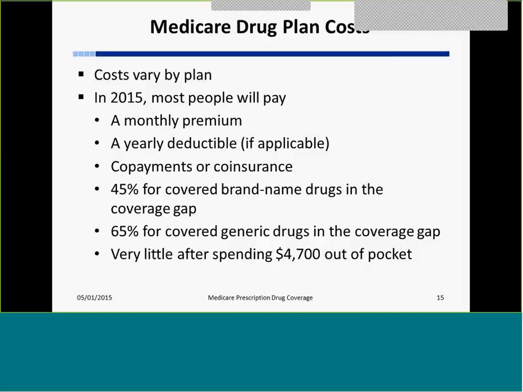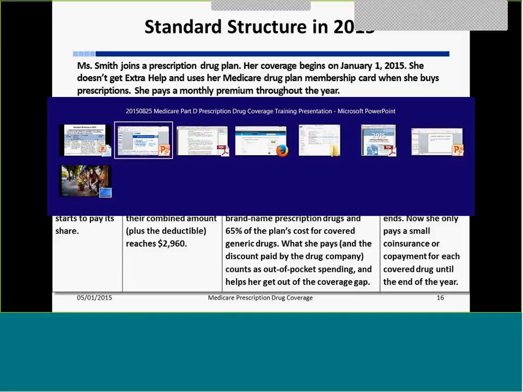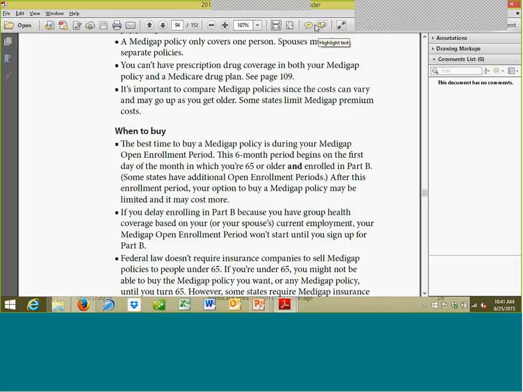In 2015, most people with at least the standard have a monthly premium, a yearly calendar year deductible, co-payments or co-insurance, and in the coverage gap, 45% coverage for brand name drugs, 65% for covered generics in the gap, and very little spending after the TrOOP, or the $4,700 out of pocket. So you see the standard structure for Medicare Part D, and you also find this same thing in the Medicare and You booklet.